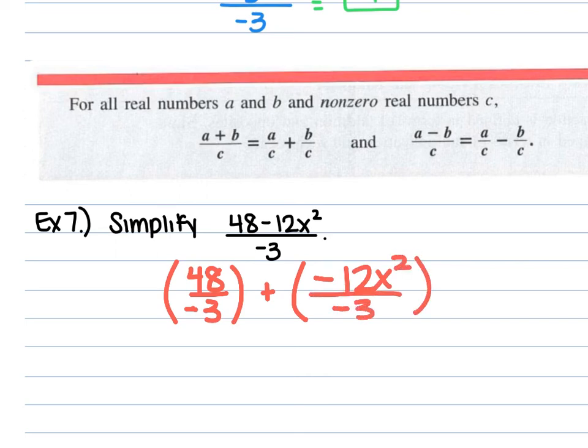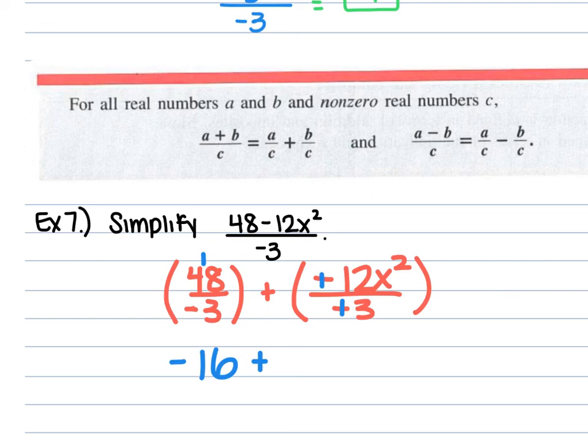So when we're doing this, the 48 divided by negative 3, we have a positive divided by a negative. Our answer is going to be negative. 3 goes into 4 one time with 1 left over, and 3 goes into 18 six times, so that's negative 16. We can keep the addition sign and put parentheses around the next term if we need to. However, the negative 12x squared divided by a negative 3 is going to turn into a positive, so we don't need the parentheses that's there.